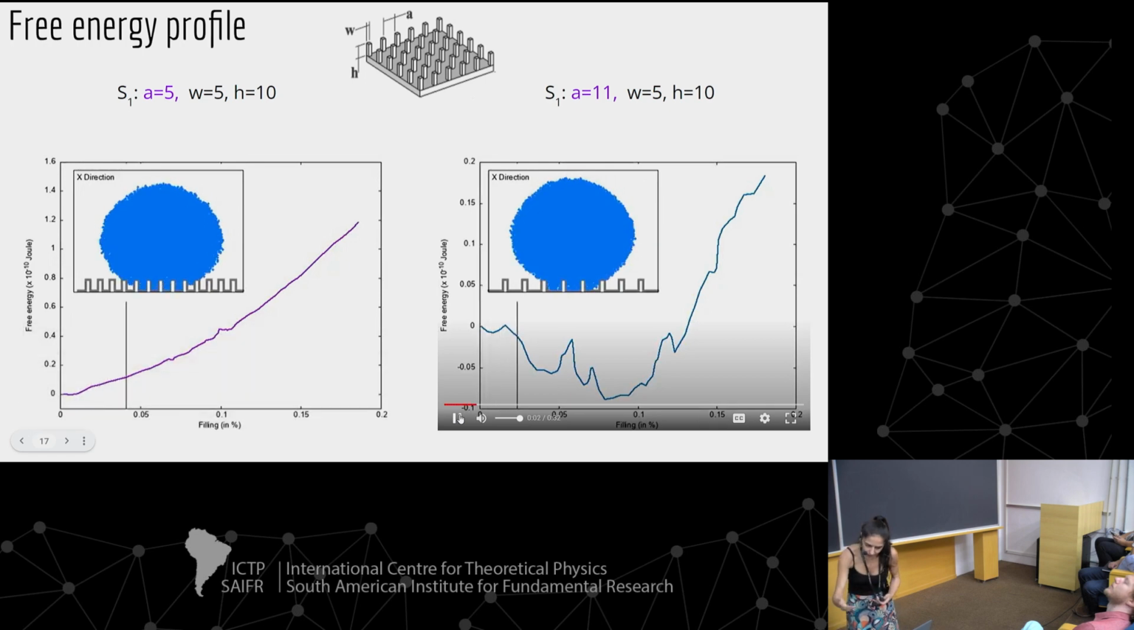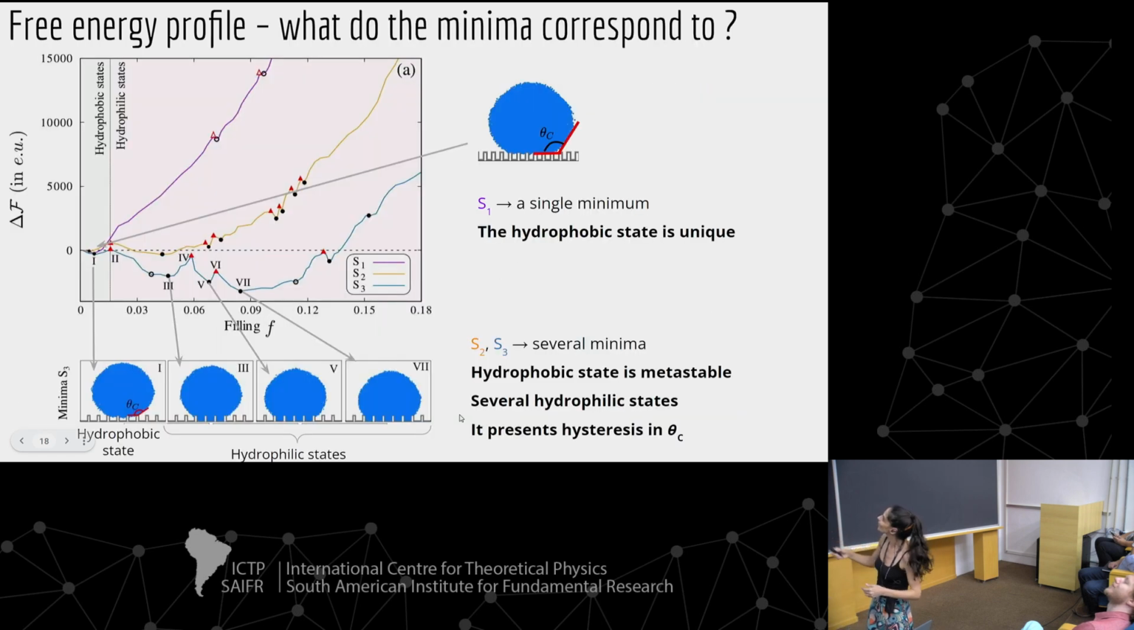Now that I want to pass, I can't, but okay. So this is just to summarize what I have just shown. This is for the first surface with a smaller distance between pillars. This is for the highest distance between pillars. And what I have shown you is that for the surface S1, there is only one single minimum, and the single minimum is hydrophobic, and it's unique.